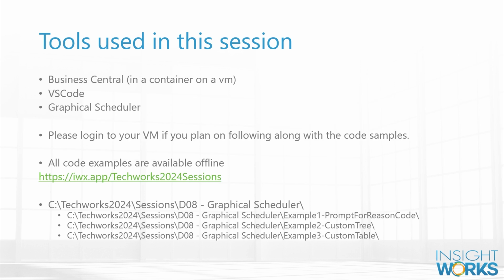Okay, the tools we're going to use. We will be using Business Central, and you can use it in a container on a VM. We will be using VS Code and, of course, Graphical Scheduler itself. If you are following along, feel free to start your VM and log into it if you haven't already. We will be going over where these paths are in your TechWorks VM. And if you just want to look at this code offline, here's the link to our external repo where all of the code for these sessions can be downloaded at any point in time.